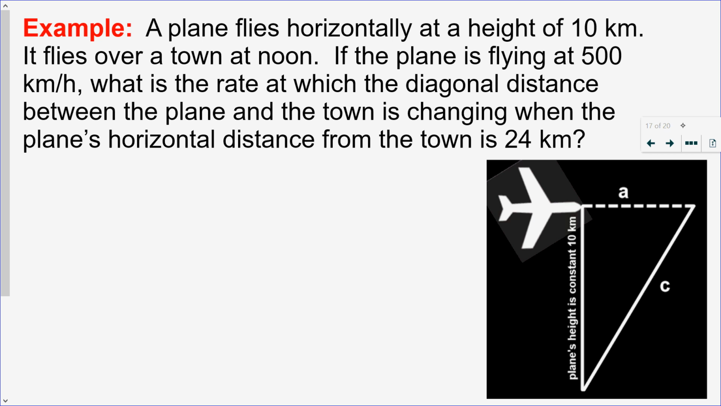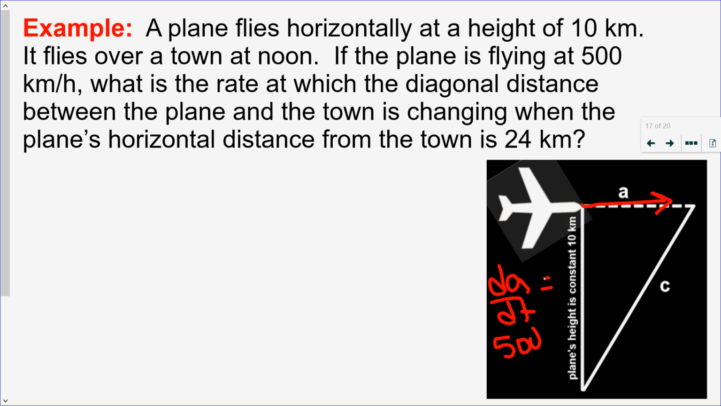Okay, so labeling this triangle here, you can see how I've drawn it. So the plane is flying horizontally, so it's flying like in this direction, and it's at a constant height of 10 kilometers. So that height is constant. It is not changing in this question. So it's flying over a town at noon. The time doesn't really matter. The plane is flying at a rate of 500 kilometers per hour. So the way that I've drawn my triangle, that means that dA by dt has a value of 500. So that's the rate of change.